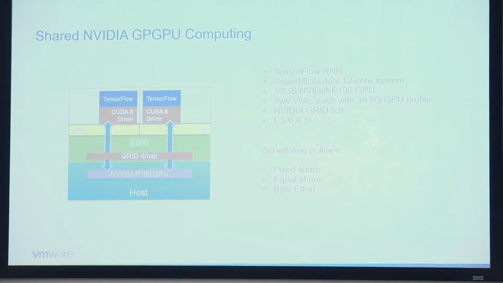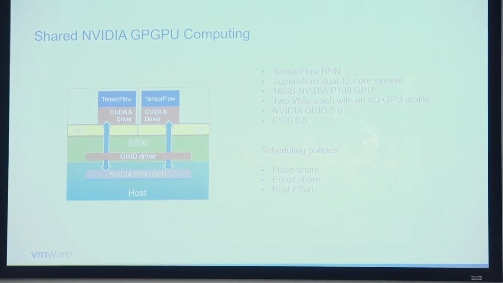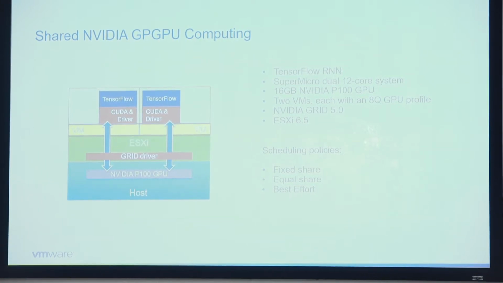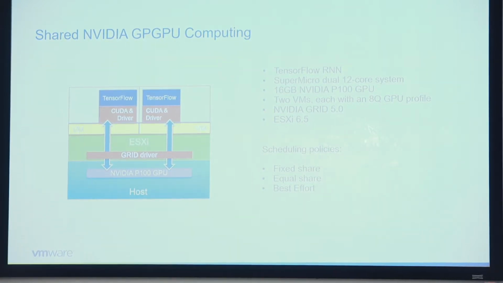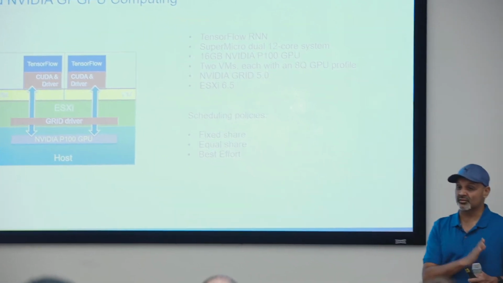We have a bunch of Supermicro dual 12 core systems, 16 gigabyte NVIDIA P100 GPU. We have two VMs with 8Q profile. What does an 8Q mean? A 16 gig NVIDIA card can be, with NVIDIA grid, divided so every VM can get its own.